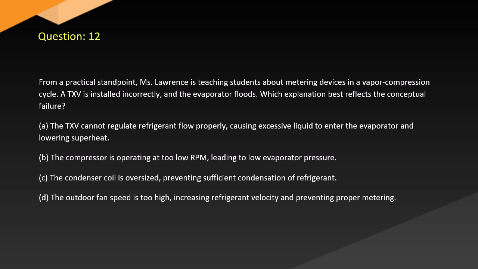Question 12. From a practical standpoint, Mr. Lawrence is teaching students about metering devices in a vapor compression cycle. A TXV is installed incorrectly, and the evaporator floods. Which explanation best reflects the conceptual failure? A. The TXV cannot regulate refrigerant flow properly, causing excessive liquid to enter the evaporator and lowering superheat. B. The compressor is operating at 20 RPM, leading to low evaporator pressure. C. The condenser coil is oversized, preventing sufficient condensation of refrigerant. D. The outdoor fan speed is too high, increasing refrigerant velocity and preventing proper metering.